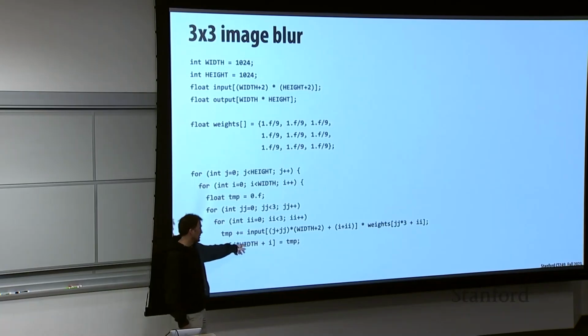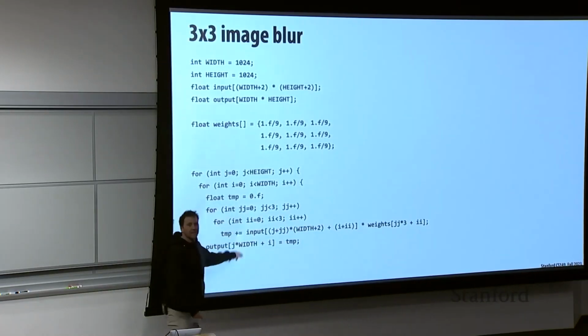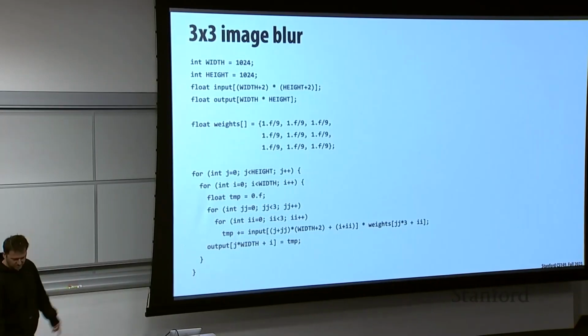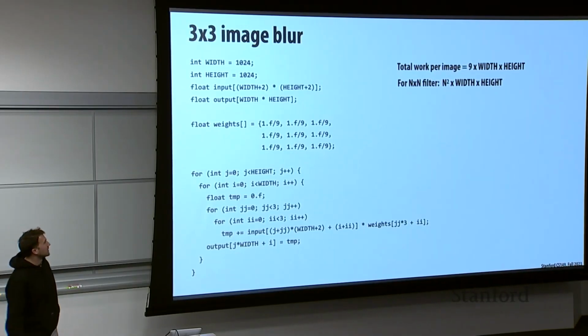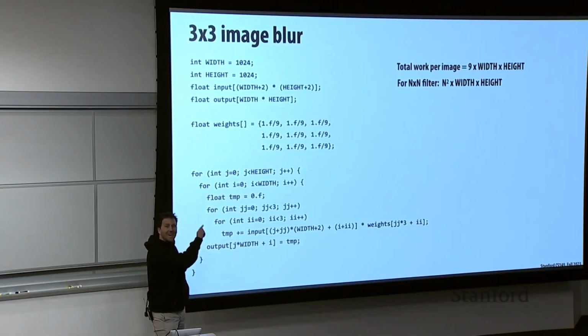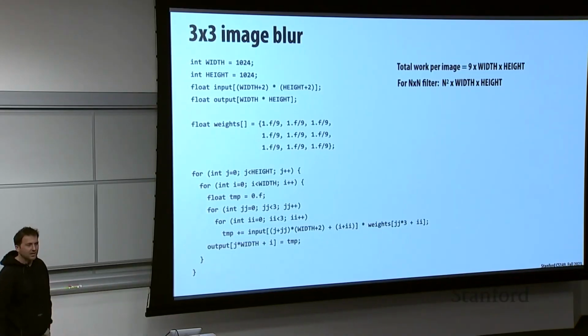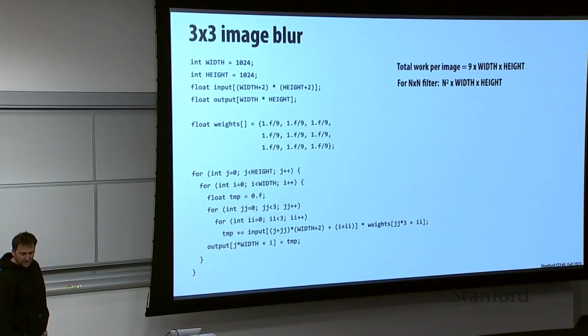There's basically one multiply here and an add. So I'm doing 9 multiply adds and then a store, right? So the cost to do this is 9 times width by height. Or if we decided to think about the filter being an n by n filter and not a 3 by 3 filter, it would be n squared width by height. That's the amount of work we do. So that's the total number of ops.